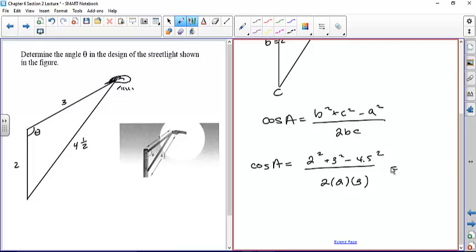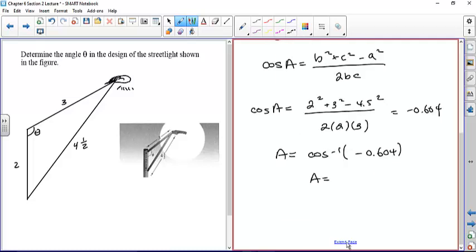So you get 2 squared plus 3 squared minus 4.5 squared. And that's a negative quantity, and you divide by 2 times 2 times 3. So you get negative 0.604. So A is the inverse cosine of negative 0.604. So angle A, inverse cosine of that, and I get 127 degrees, therefore theta is also 127 degrees.